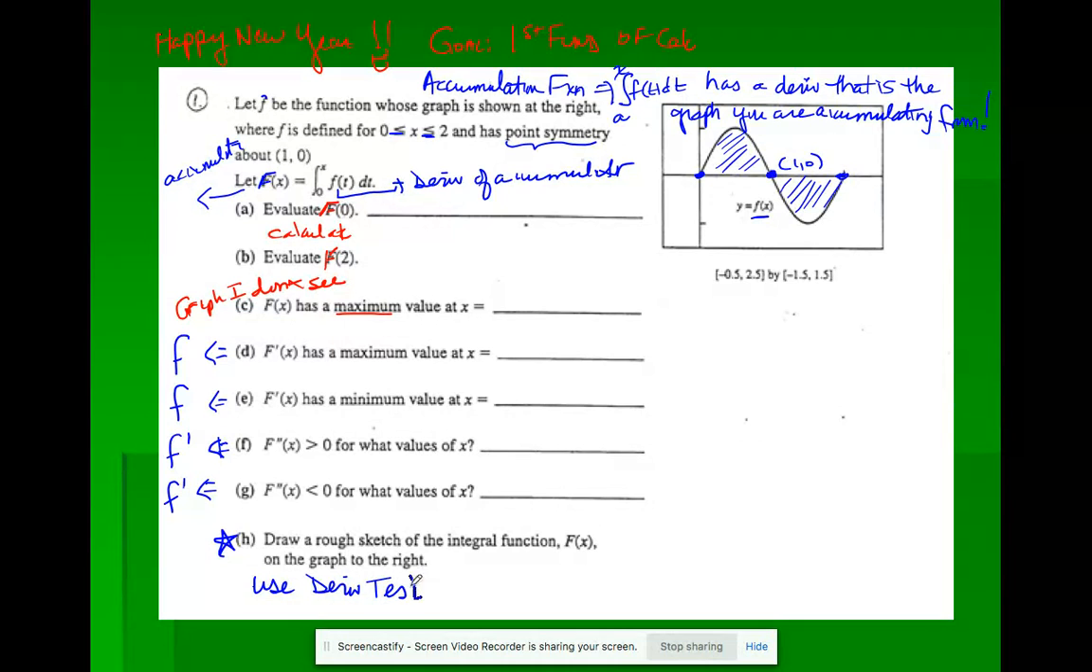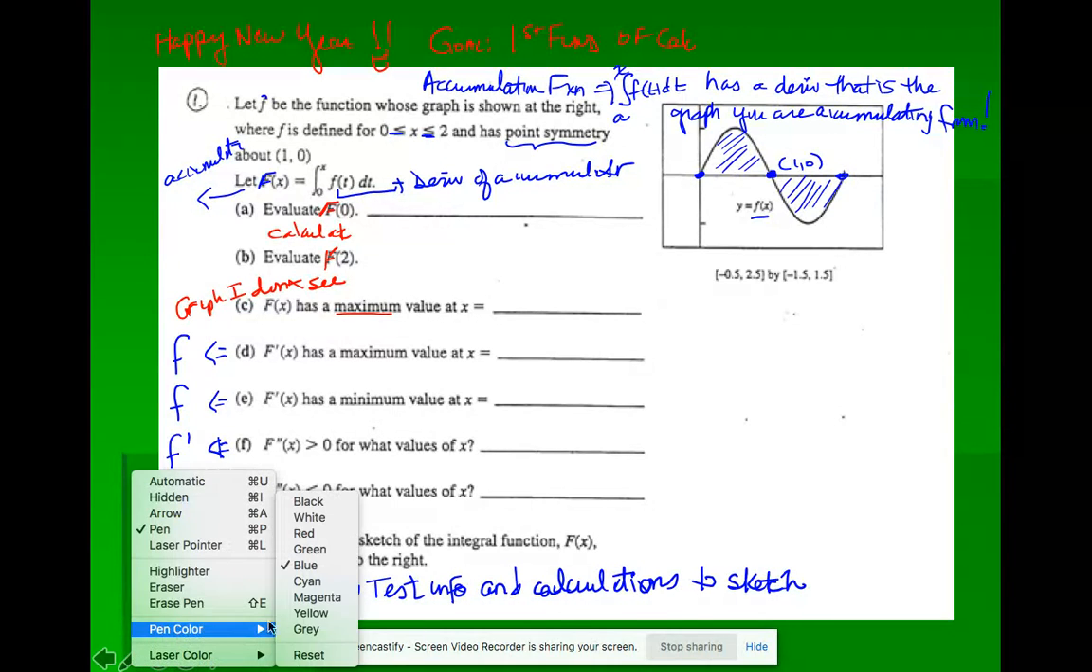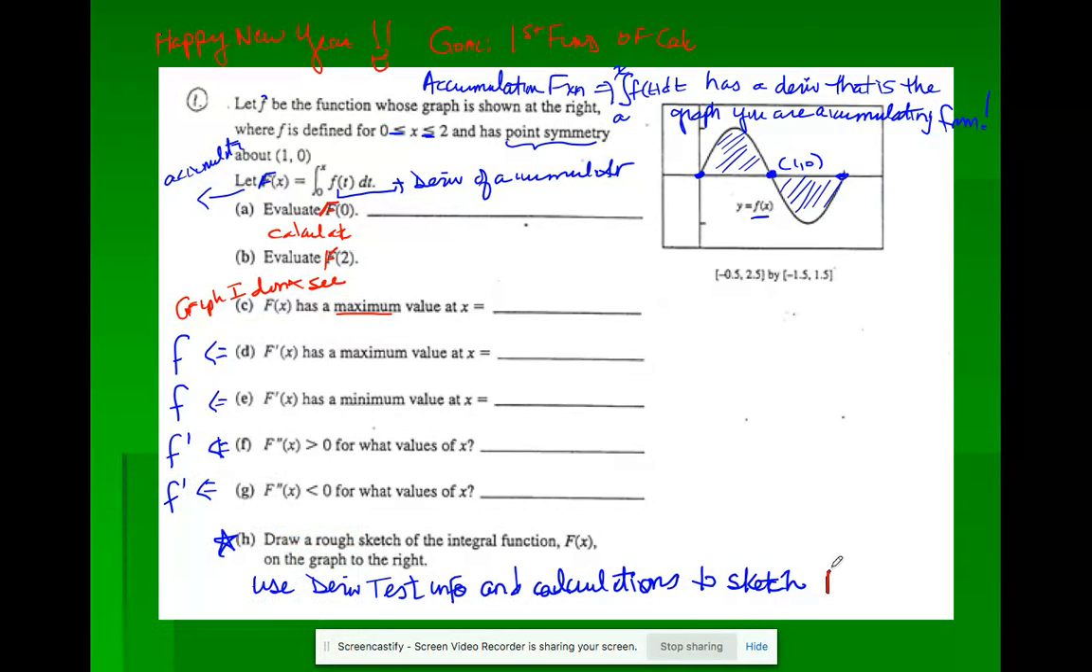So whenever you are asked to draw, use derivative test info and calculations that you were asked to do to sketch capital F, the graph you can't see. All right, so let's just start.